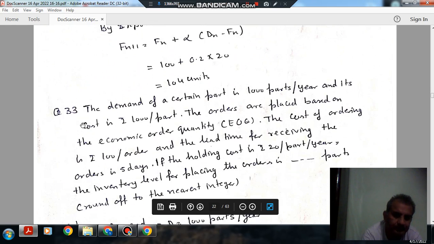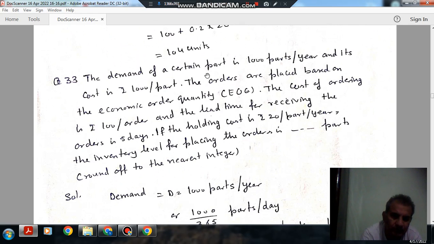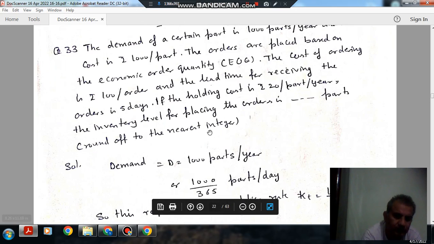Next, the demand of a certain part is 1000 parts per year and its cost is rupees 1000 per part. The orders are placed based on the economic order quantity, EOQ. The cost of ordering is rupees 100 per order and the lead time for receiving the order is 5 days. If the holding cost is rupees 20 per part per year, the inventory level of placing the order is dash parts, rounded up to the nearest integer.